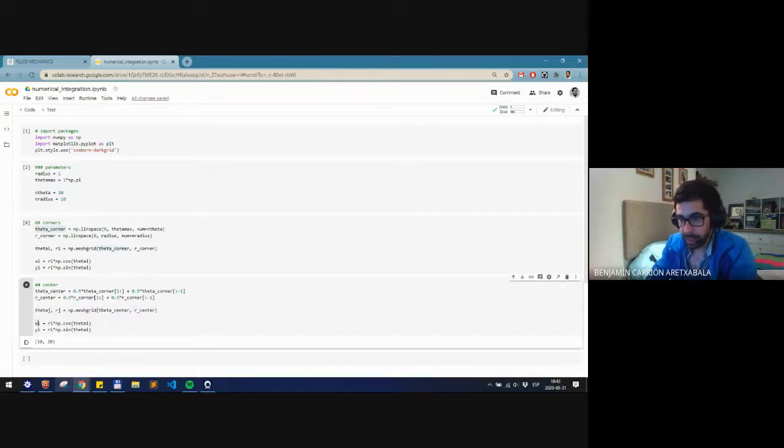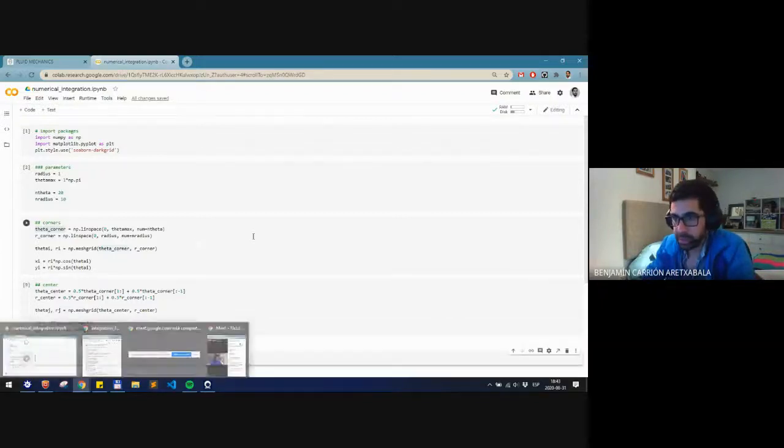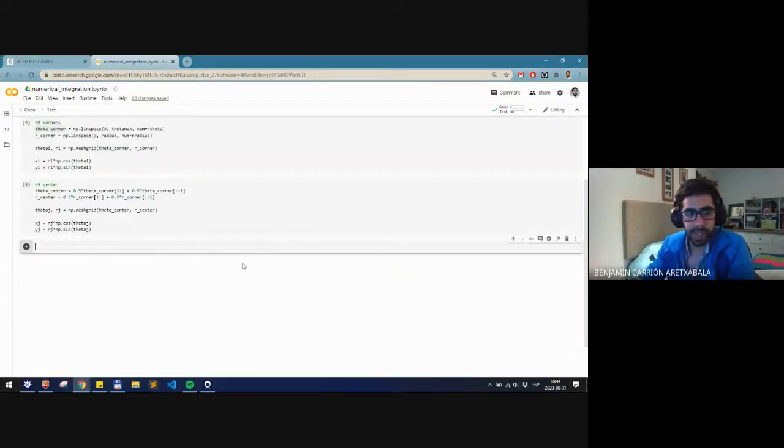Okay, and the same with the positions. Now, this might seem more complicated than it is, but you can follow it along. I mean, it's not rocket science. And here comes the magic part.